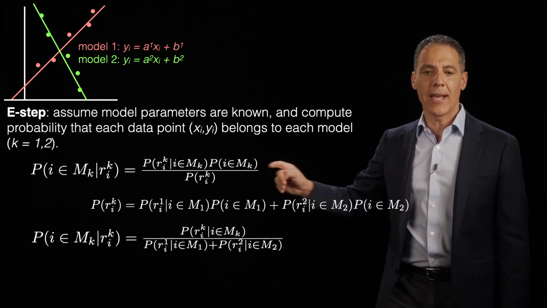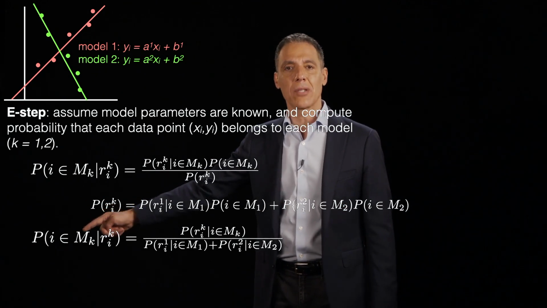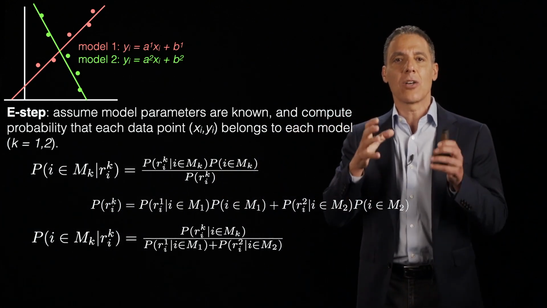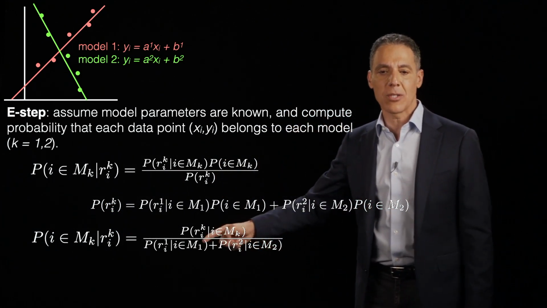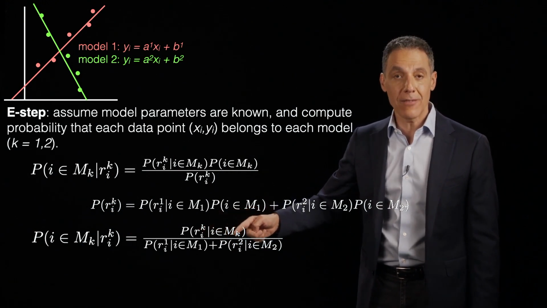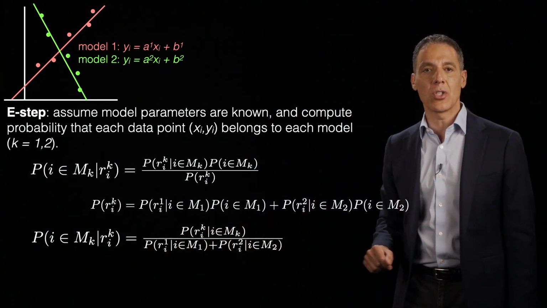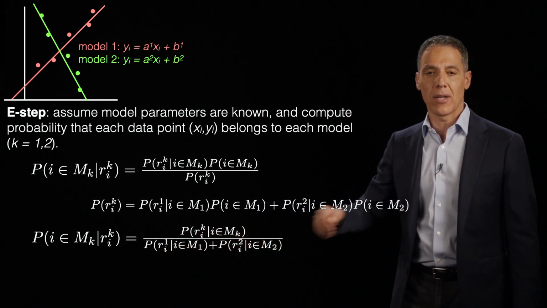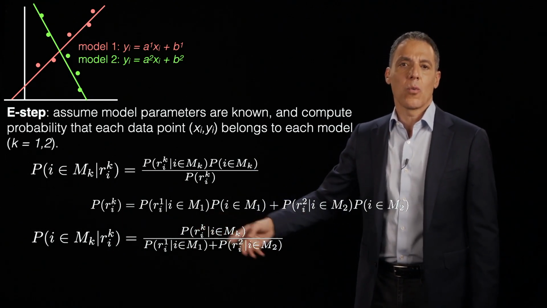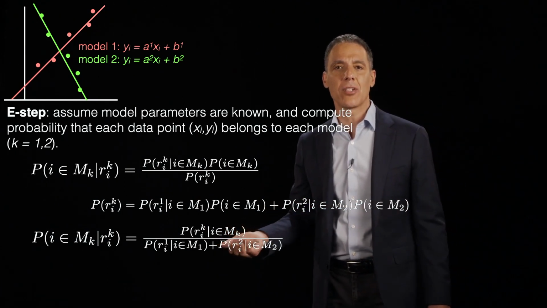And if I assume that, then my conditional probability that I'm trying to estimate, again, what's the probability that a point belongs to a model given the residual, because that's the goal of the E step, is now simplified. It's the probability of seeing the residual given that it belongs to the model, divided by the sum of those two for model 1 and for model 2. Good. Now, what is this probability? What is the probability of seeing a residual given that it belongs to the model?